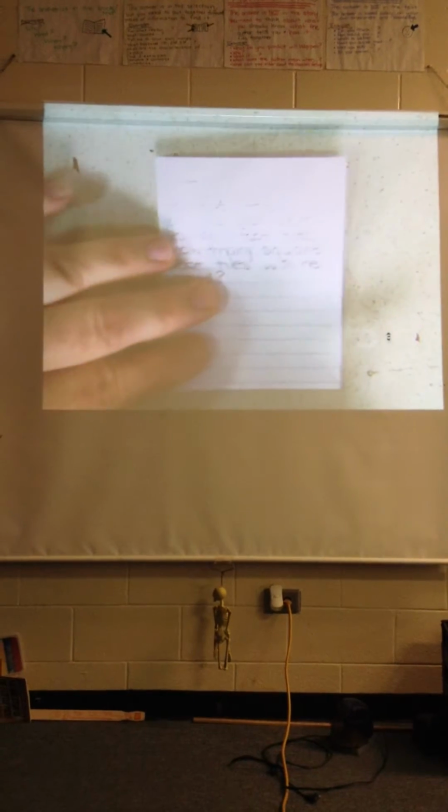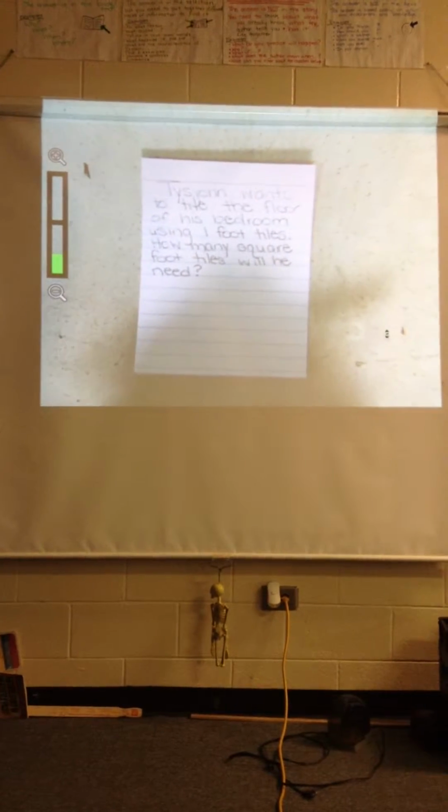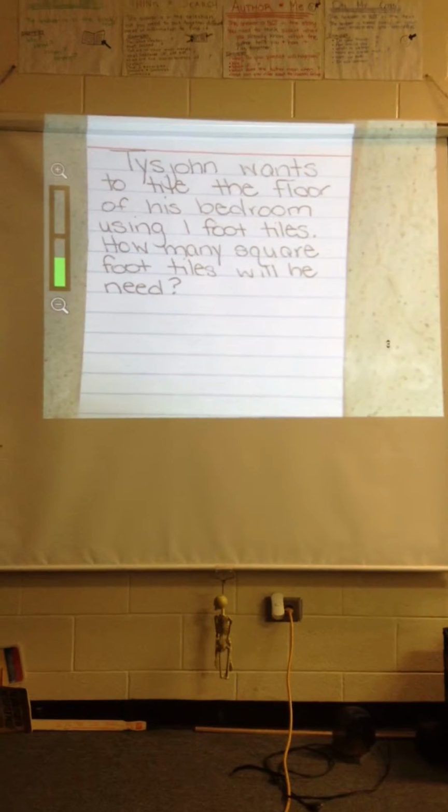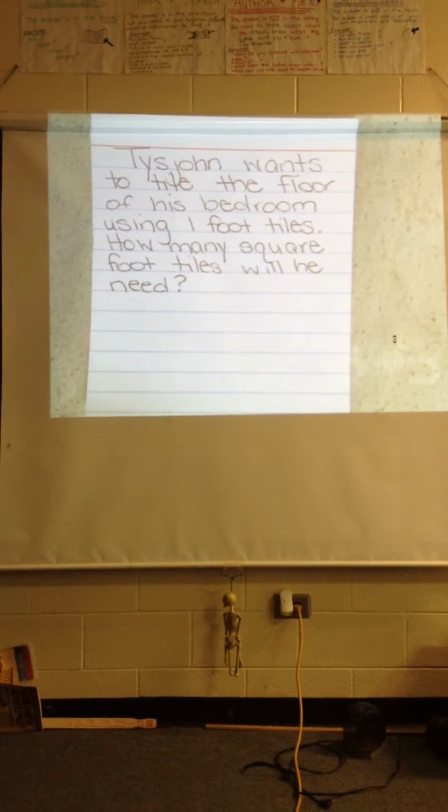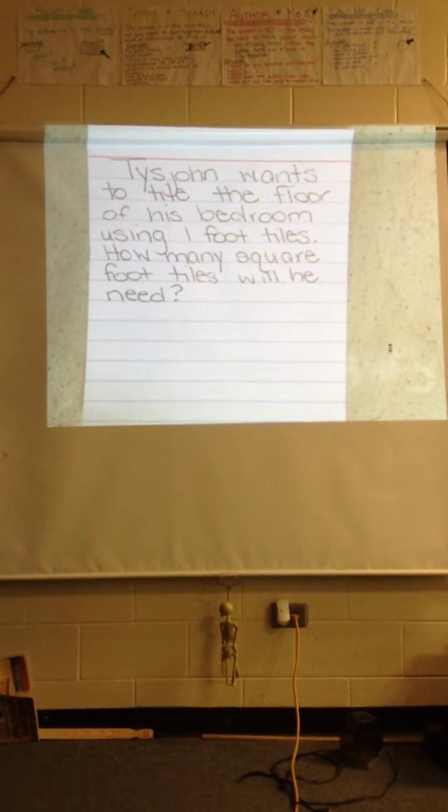It would look something like this. Tejan wants to tile the floor of his bedroom using 1-foot tiles. How many square foot tiles will he need?